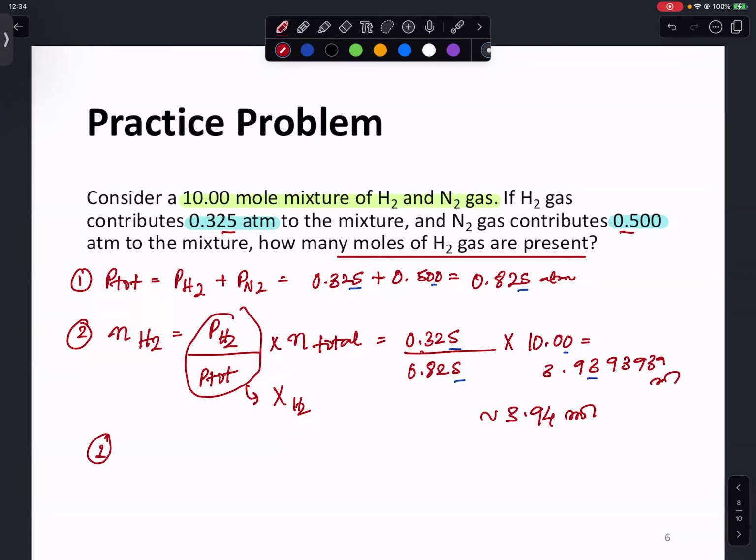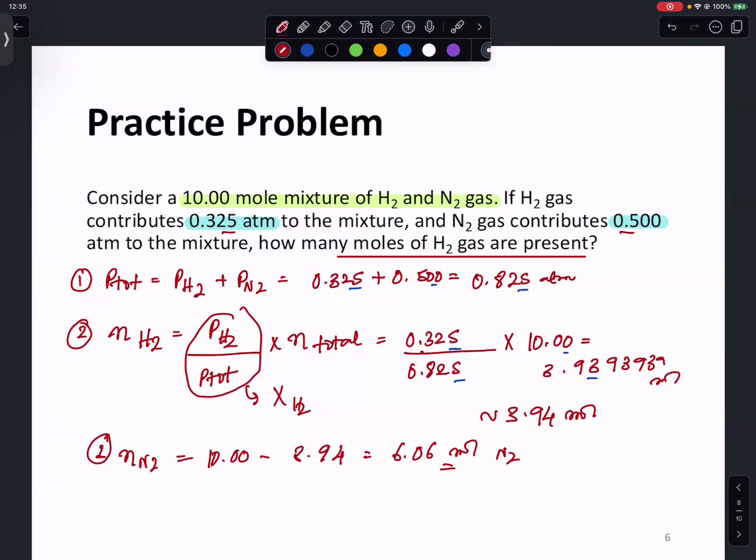Now, say it added one part to the problem and asked, what is the number of moles of nitrogen? It doesn't mention it here, but just to show you, the number of moles of nitrogen will be 10.00 minus the 3.94 moles, which would give me 6.06 moles of nitrogen gas. Just to show you an example if you were asked.